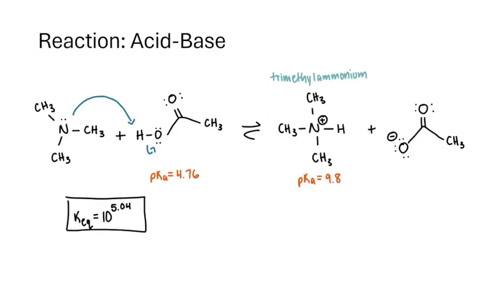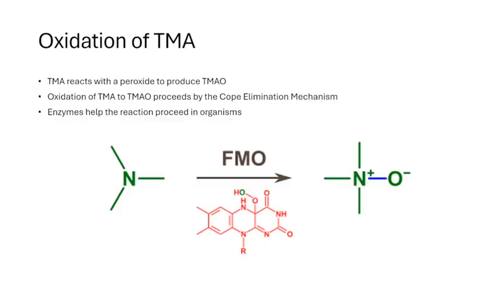And because TMA is a Lewis base, it does acid-base chemistry. And what better acid to demonstrate this than a carboxylic acid. The pKa of this acetic acid is 4.76. The pKa of trimethylammonium is 9.8. And so the equilibrium constant for this reaction is 10 to the power of whatever the pKa of the product is minus the pKa of the reactant, which gives this Keq equal to 10 to the positive 5.04, which means that the products are favored.